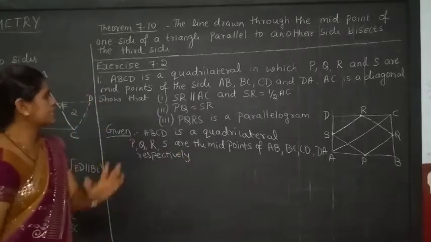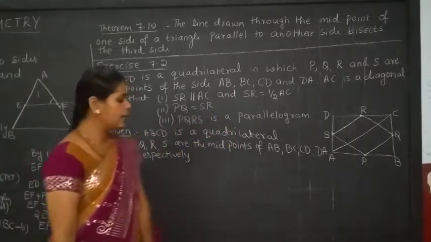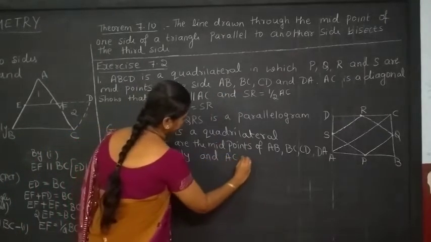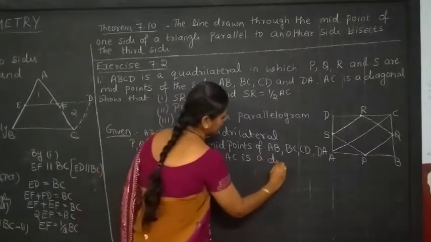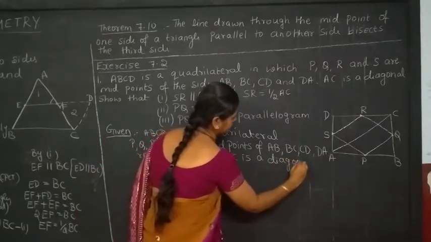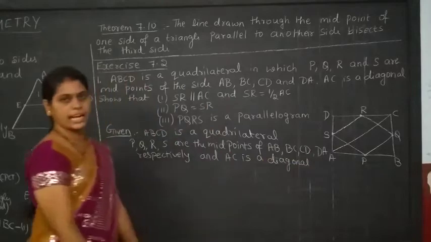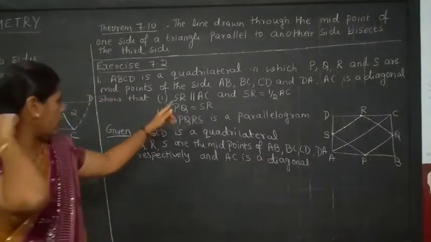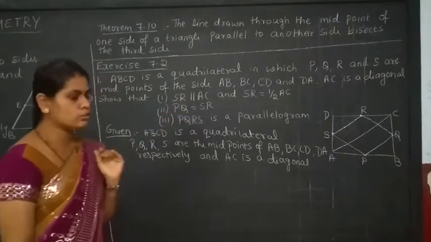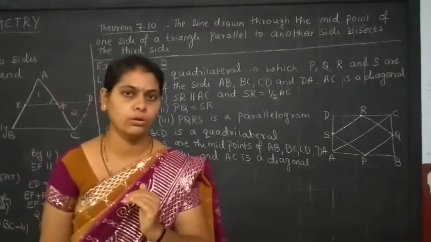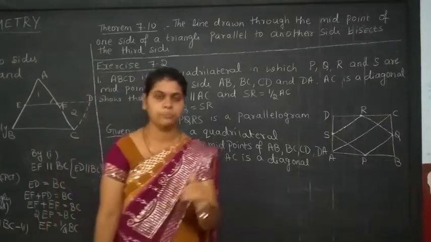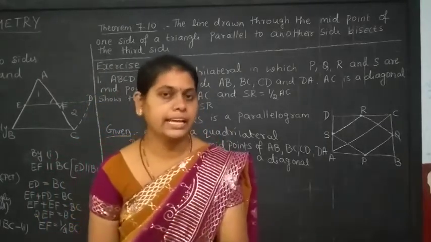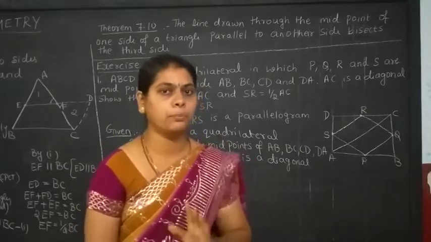What else is given? AC is a diagonal. This much is given for you. What you have to prove? You have to prove these three things. So, first of all, I told while explaining the midpoint theorem, whenever the midpoint of sides of a triangle is mentioned, then you can go to your midpoint theorem.